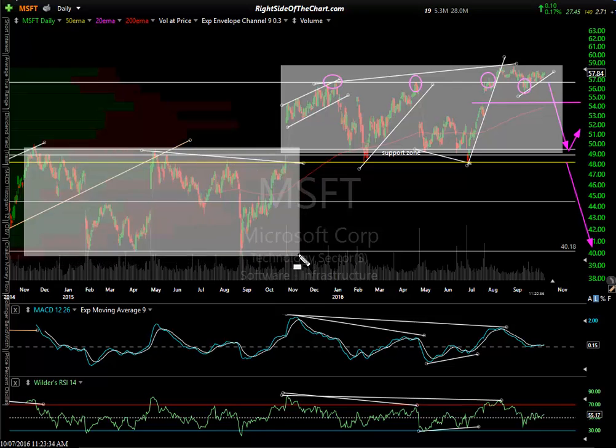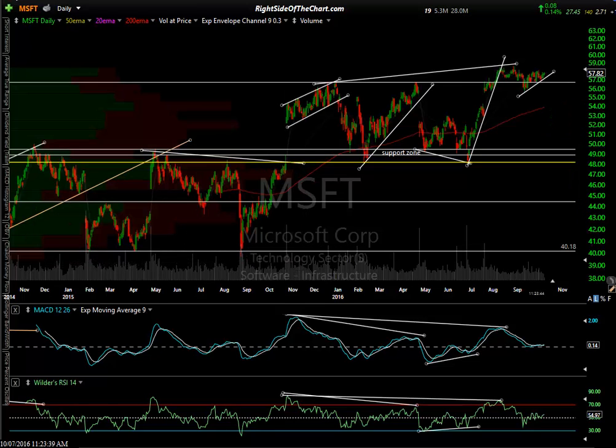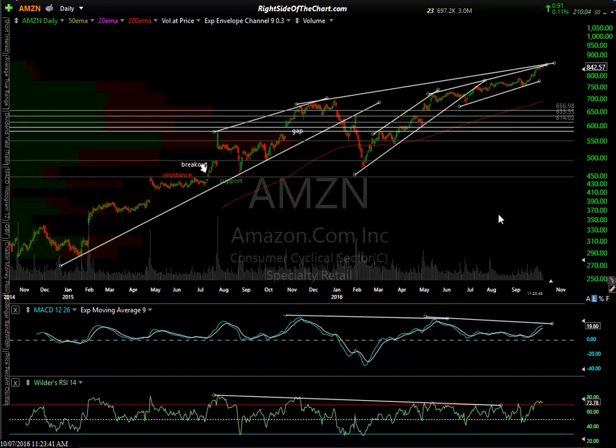You can see it again. I think I just highlighted this on the weekly chart. All right, Amazon. Amazon has just been a monster. Its P ratios are extremely high. But the charts are the same old story.